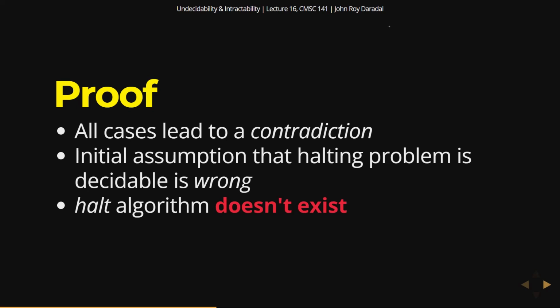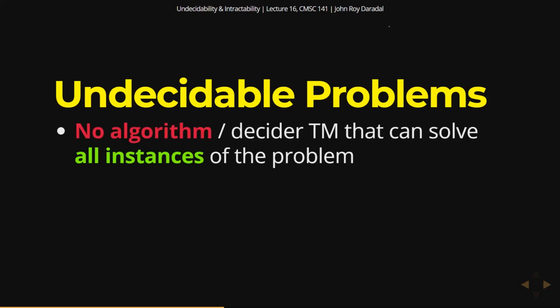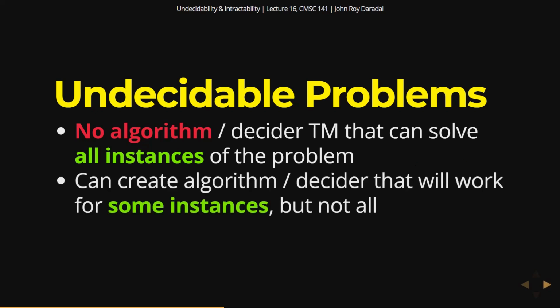Okay, yeah. So if the problem is undecidable, then that means that there is no algorithm or decider Turing machine that can solve it for all instances of the problem. And this is crucial. It applies to all instances of the problem. That doesn't mean to say that you cannot create an algorithm that will solve it for a few instances or some instances. There could be a specialized algorithm that will solve it for a few cases and not work for others. So you can create an algorithm or decider that will work for some instances but not all, if it's an undecidable problem.